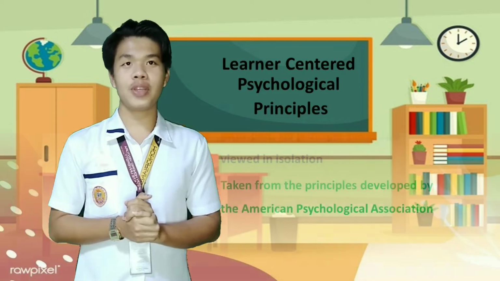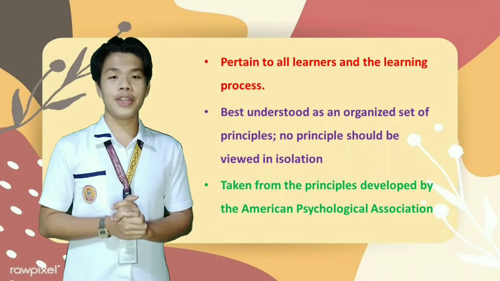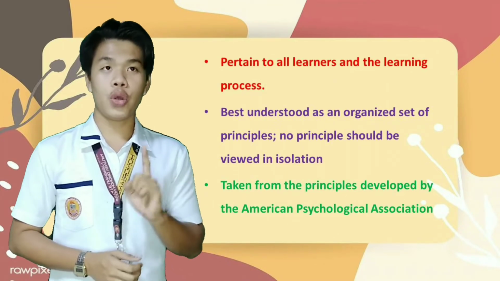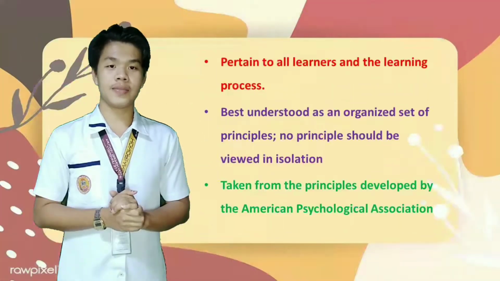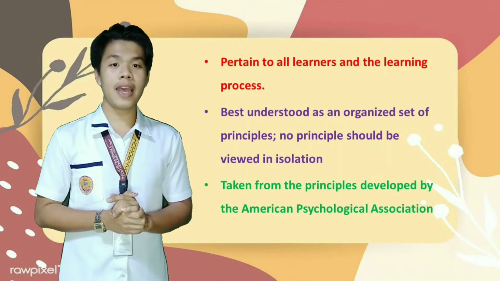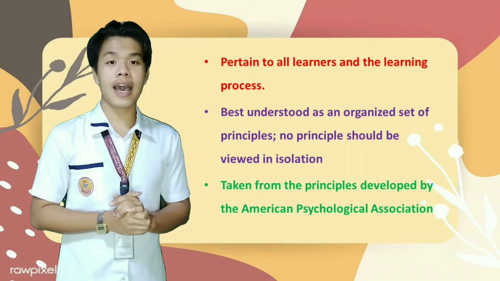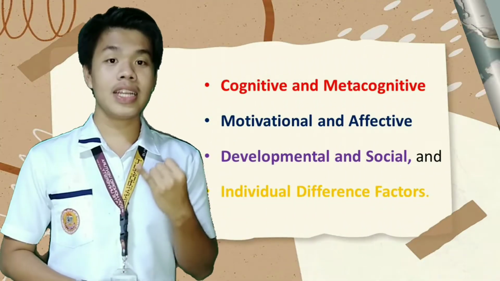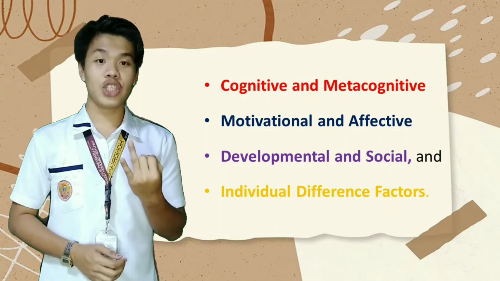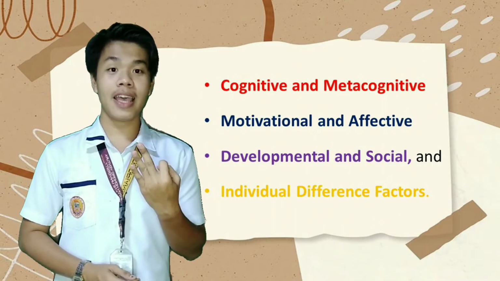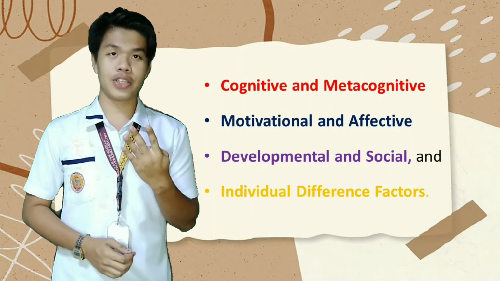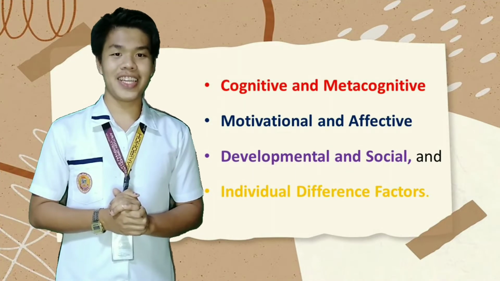Learner-centered psychological principles pertains to all learners and the learning process, best understood as an organized set of principles. No principle should be viewed in isolation. Taken from the principles developed by the American Psychological Association. The 14 principles are divided into four groups: cognitive and metacognitive, motivational and affective, developmental and social, and the fourth one is individual difference factors influencing learners and learning.